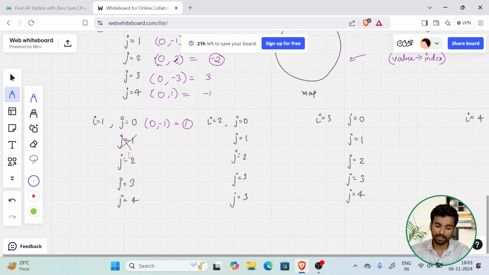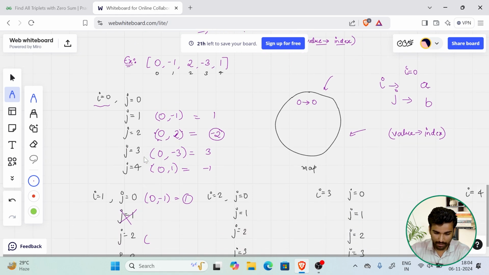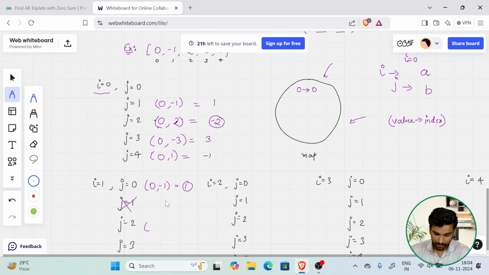So we are at j is equals to 2. What is the value present at index 1? That is minus 1 and 2. So minus 1 comma 2, what is the sum? The sum is 1, so it will become minus 1. Is minus 1 present? No, it's not present. Move to the next iteration of j.